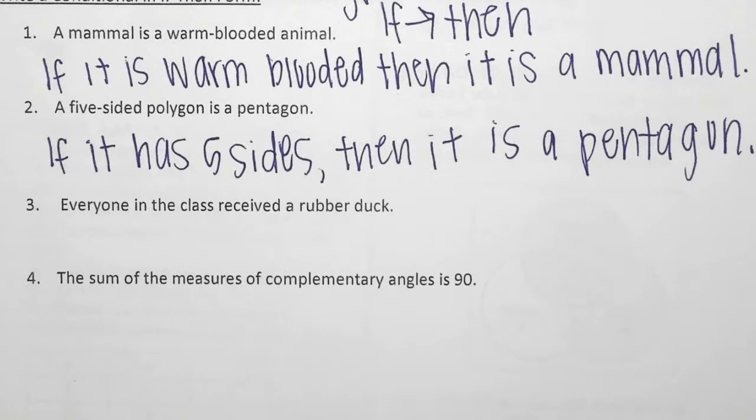Okay, 4. Abby, what'd you put? If the sum of the measures is 90, then it's complementary. Yes, just make sure that you remember how many angles does it take to be complementary? 2. So, if the sum of 2 measures is 90, then they are complementary. Good job. Okay, to the back we go.